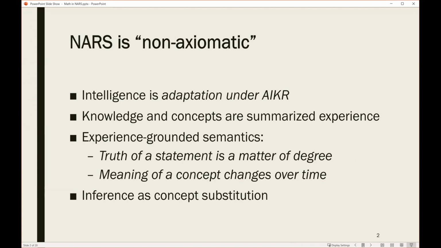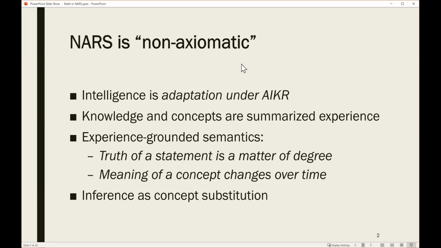And also it takes a different attitude toward what we call inference. It's not theorem proving that goes from truth to truth anymore. Instead, it's some kind of concept substitution. So you use one concept as the other to a certain degree.